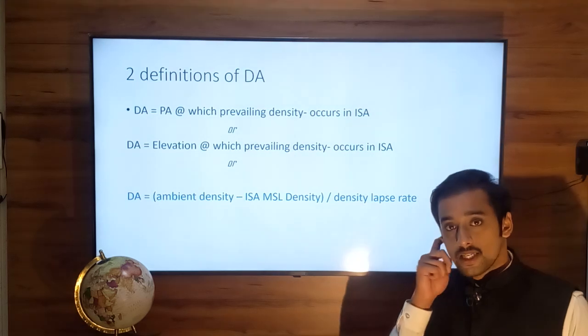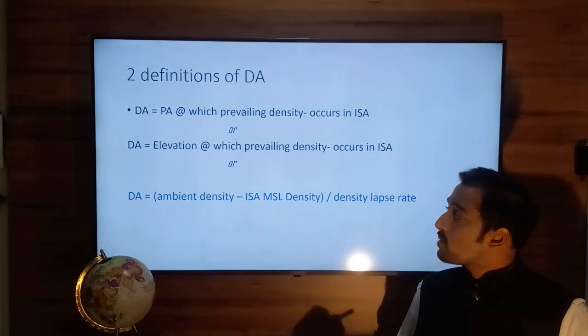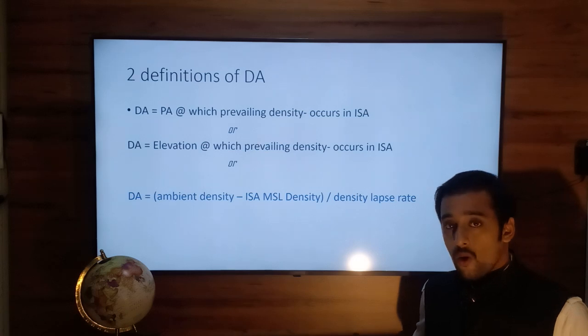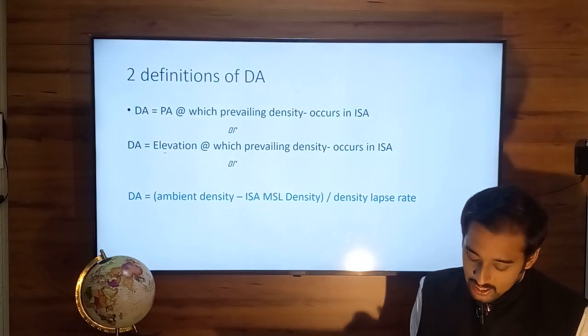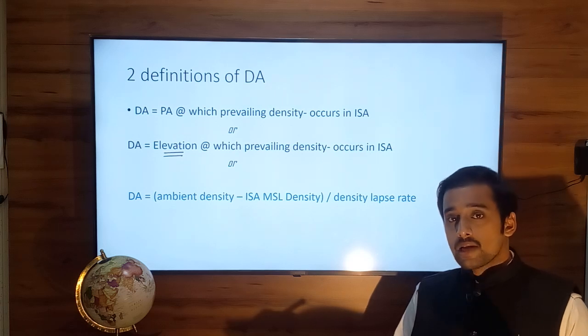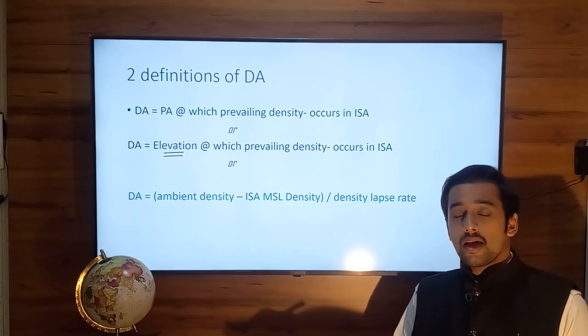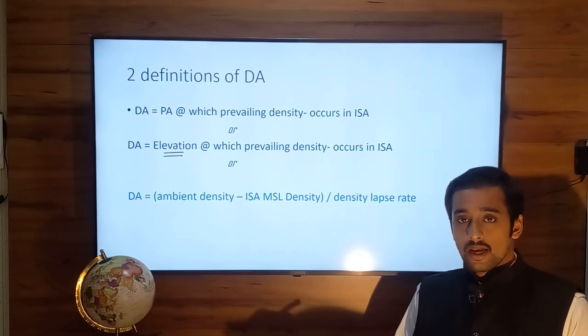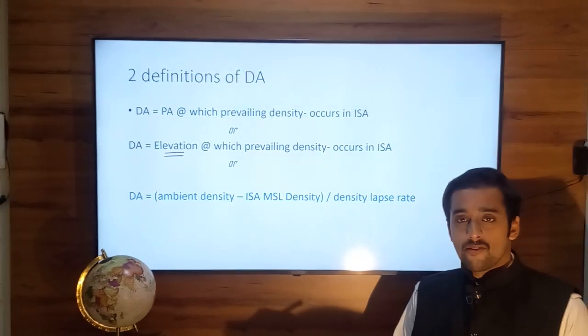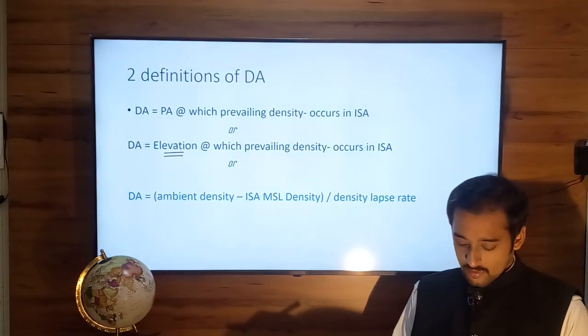Two definitions of density altitude. Density altitude is the pressure altitude at which the prevailing density occurs in ISA, or it can also be called the elevation at which the prevailing density occurs in ISA. Now, pressure altitude can be equal to elevation when the airport is at mean sea level. In that case, elevation and pressure altitude will be equal, and therefore these two definitions can go hand in hand.